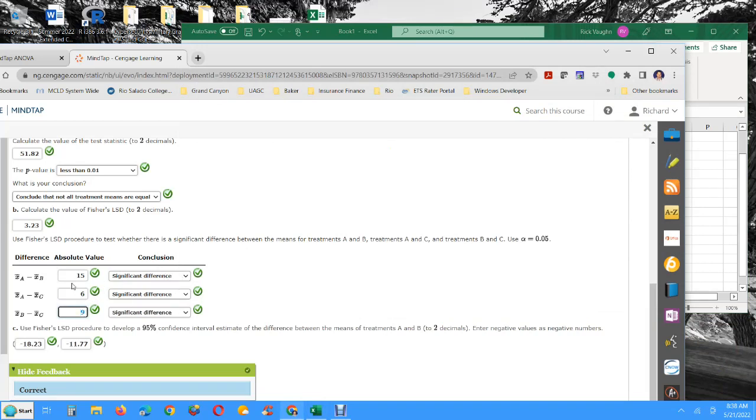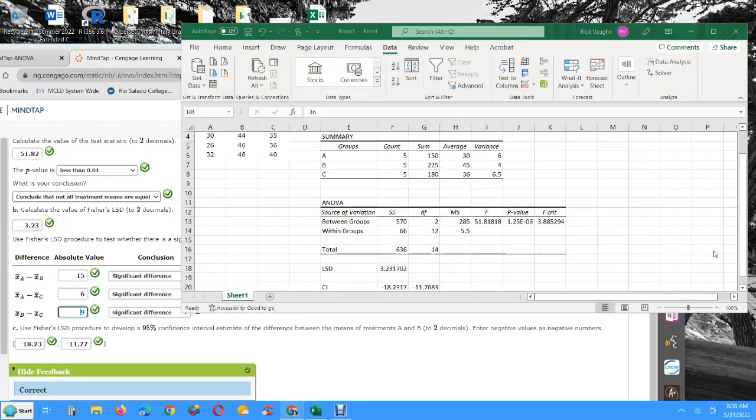And then we're going to compare these absolute values to that LSD value. 15 is bigger than 3.23, 6 is bigger than 3.23, 9 is bigger than 3.23. So each of these shows up as a significant difference.